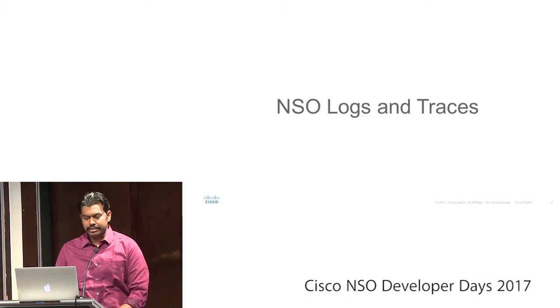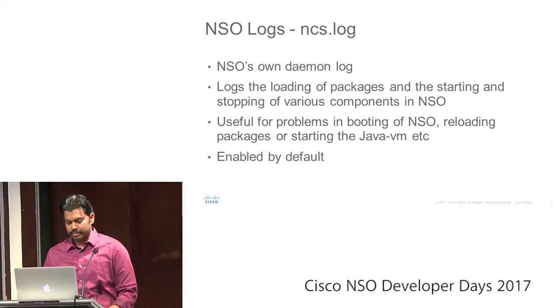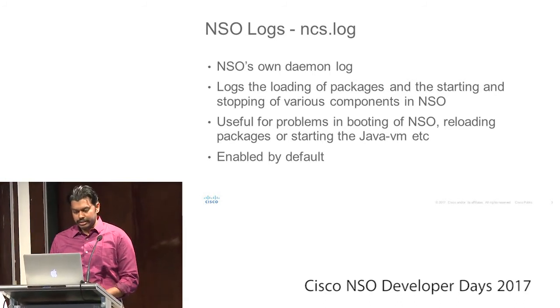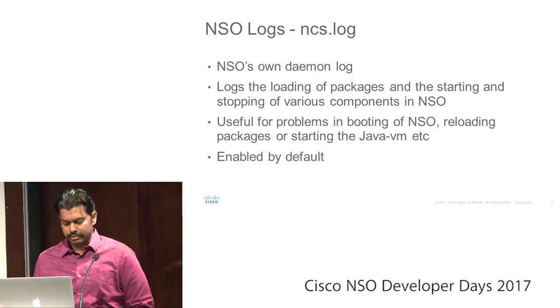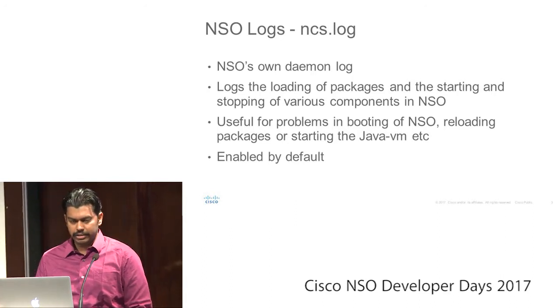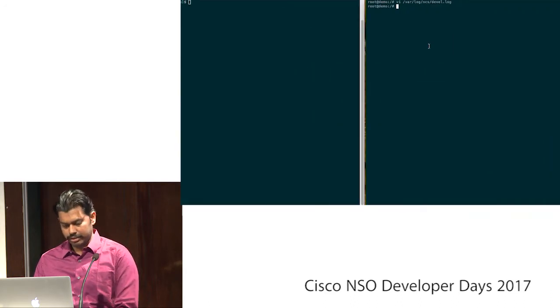The first one is the NCS log, which logs what the NSO is doing right now, or when it's starting up. It logs all the loading of FXS files, XML files, loading of packages, and starting of NCS, stopping, and so on. I'll also tell you what situations each log is useful in, so when you run into a particular problem, you can look at this particular log.